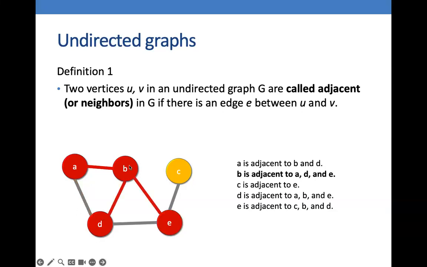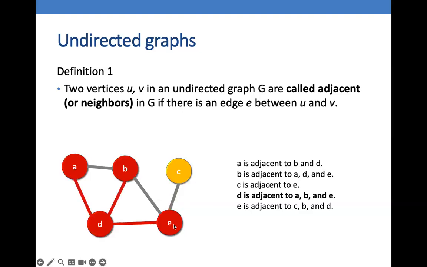Okay, so what about the vertex B? Vertex B is connected with A, with D, as well as E. So we can say that B and A, B and D, and B and E are adjacent with one another. Or we can say that A, D, and E are neighbors of B. Okay, what about C? C is only connected with E. And we can then say that C and E are adjacent. Okay, and E is a neighbor of C.